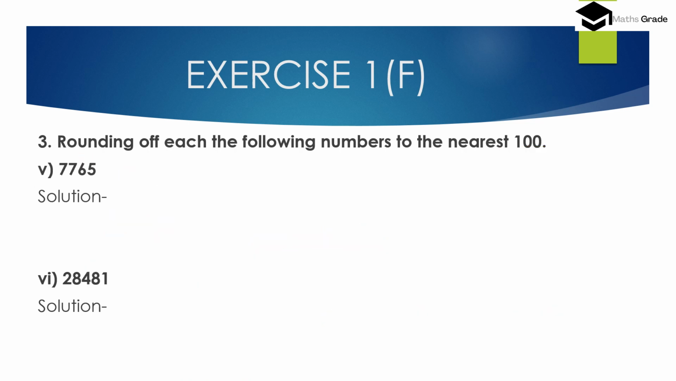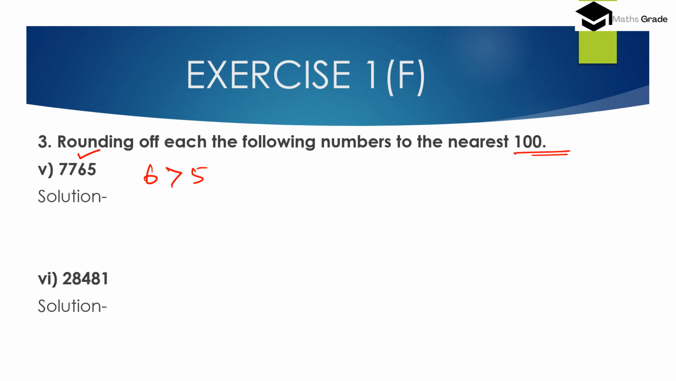Now question number 5: 7765. We have to round this number 7765 to the nearest hundred. When we round any number to the nearest hundred, look at the tens place digit. The tens place digit of 7765 is 6, which is more than 5. So you have to add 1 to the hundred place digit.